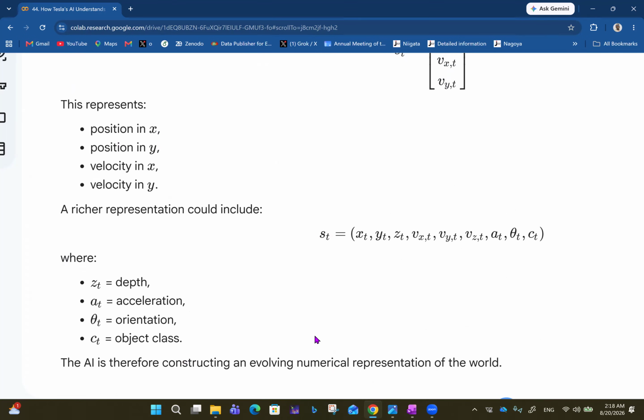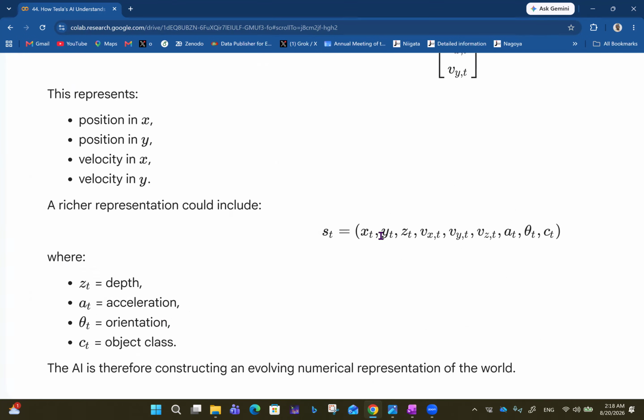A richer representation could include s sub t equals x sub t, y sub t, z sub t, v sub x sub t, and more information that can really help. We have a sub t talking about acceleration, theta of t talking about orientation, and c sub t talking about object class. So the AI is therefore constructing an evolving numerical representation of the world.